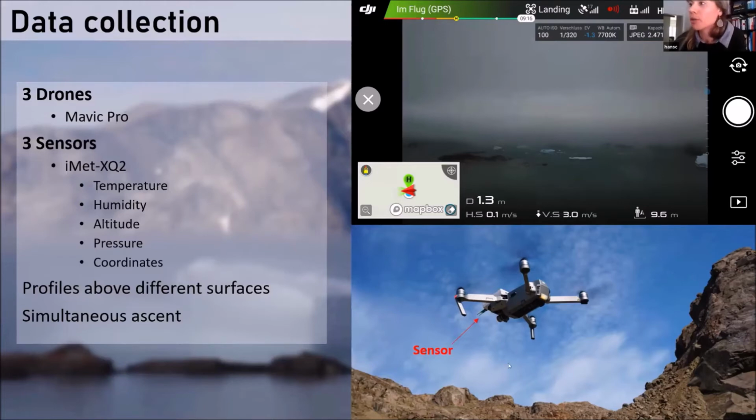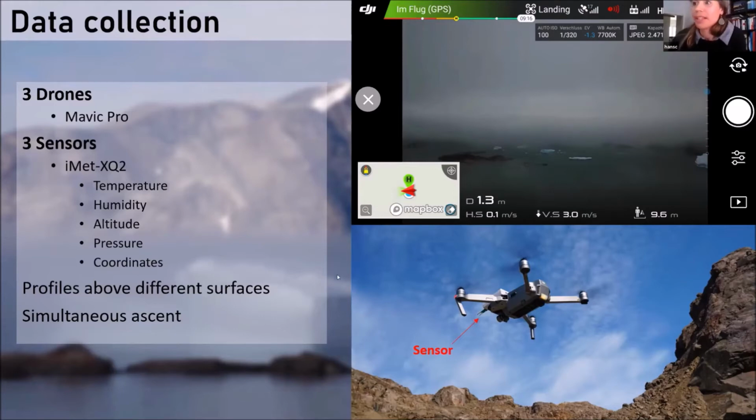These profiles were collected with drones. Here in the lower right corner, you can see the drone, and the sensor was mounted above the camera. You can see the sensor here. We flew from 0 meters above ground level to 120 meters above ground level. The drone was controlled with a smartphone, and just to give you an idea of how this navigation system looks, here in the upper right corner is a screenshot of the smartphone.